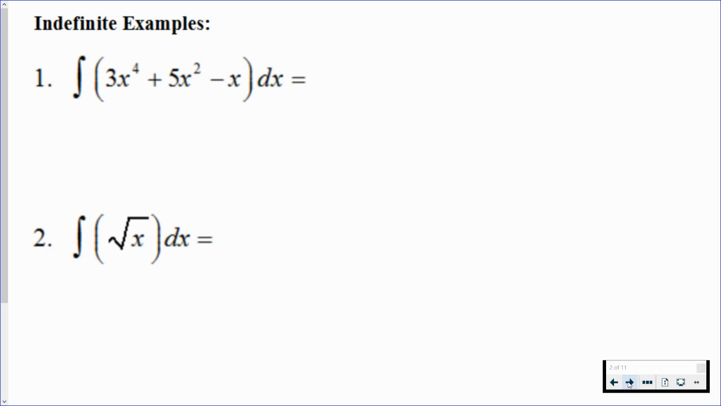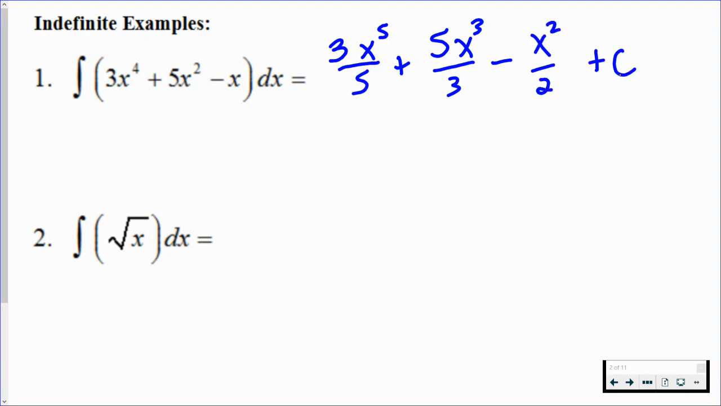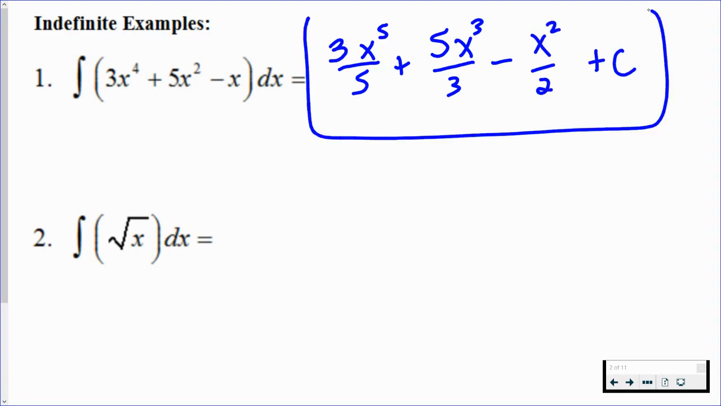We have 3x to the fourth. Take the integral. 3 is just a constant. The integral of x to the fourth is x to the fifth over 5. 5 is a constant. The integral of x squared is x cubed over 3. And the integral of negative x, okay, negative 1 is like our constant. And then the integral of x, x is to the first power, that becomes x squared over 2 plus c. This would be our final answer. We don't have to worry about common denominators or anything like that.